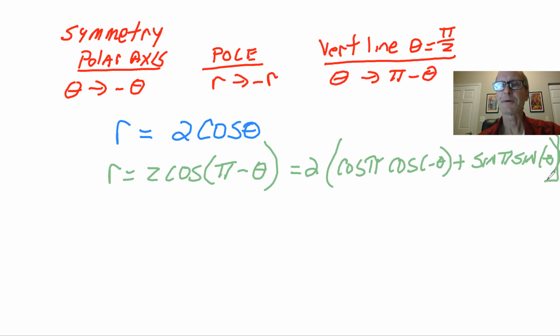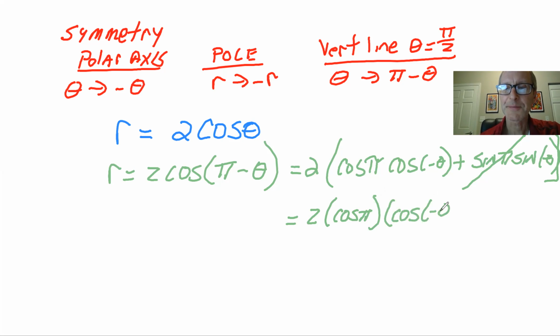And so if you look at this, sine of pi is the same as sine of 0, and sine of 0 is 0, so this goes away. So if you look at what we have left, we have 2, and then we have cosine of pi, and we have cosine of minus theta. So this is the one that takes a little bit of work.